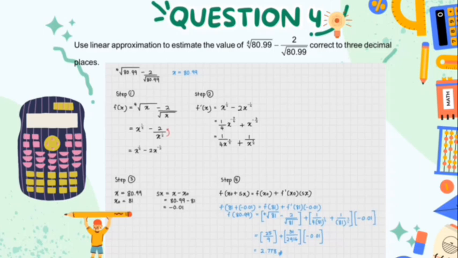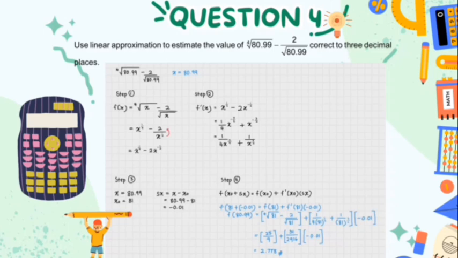We can see that 2 is a number only, so we can move the x to the power of 1 over 2 up beside the number 2, so automatically the power will turn negative. Next, we move into step 2. We need to differentiate the f(x) that we got just now. So we will get f prime x equal to 1 over 4x to the power of 3 over 4 plus 1 over x to the power of 3 over 2.